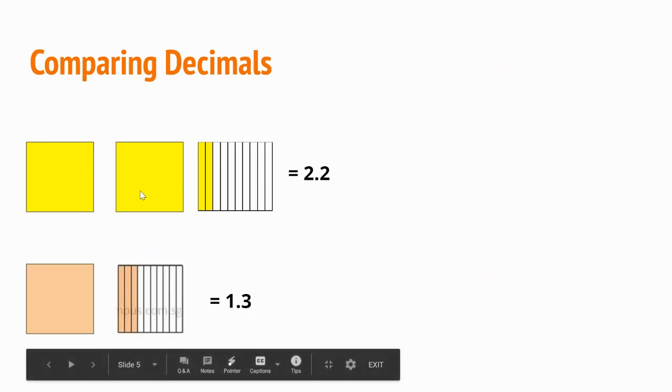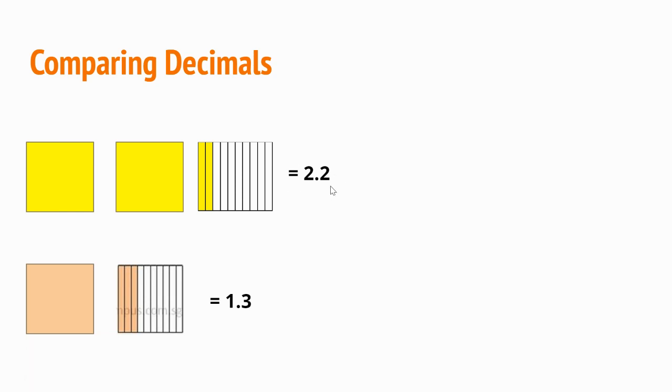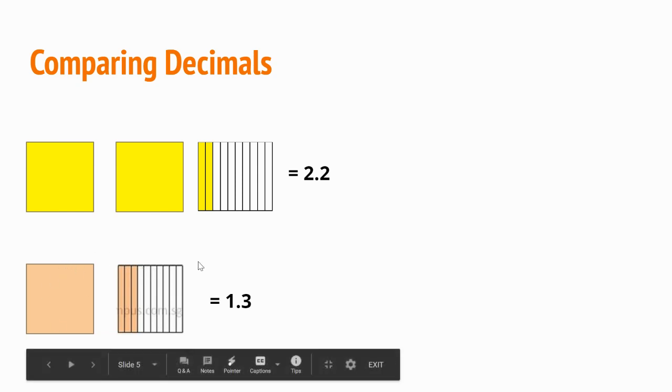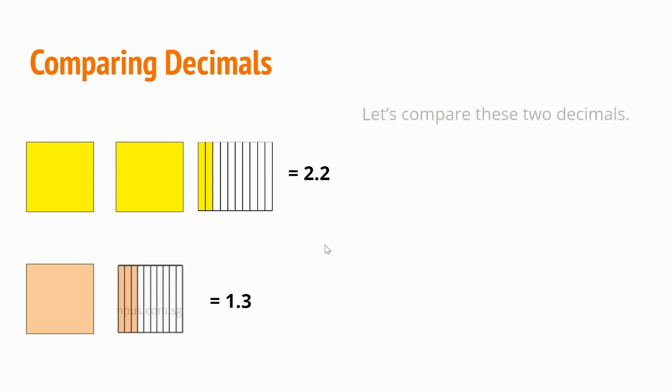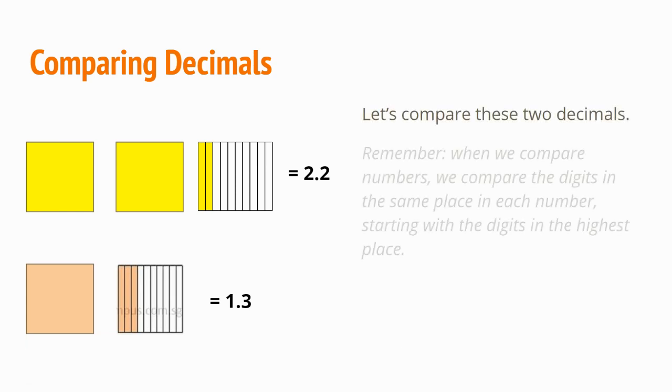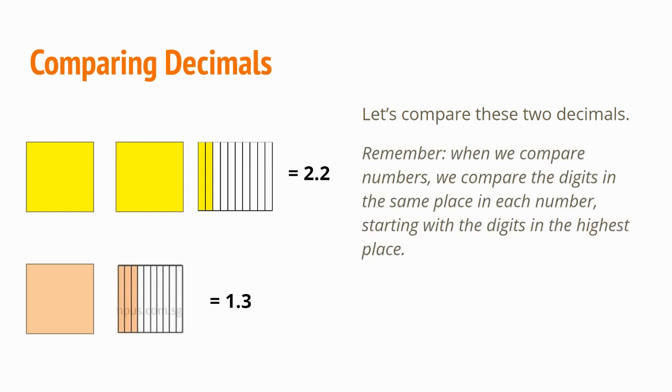So let's look at these two here. This decimal equals 2.2, or 2 and 2/10, while this one equals 1.3, or 1 and 3/10. So we're going to compare these two decimals. How do we do that? Well, remember, when we're comparing decimals, we're looking at the digits that are in the same place in each number, and we're starting with the digits in the highest place.